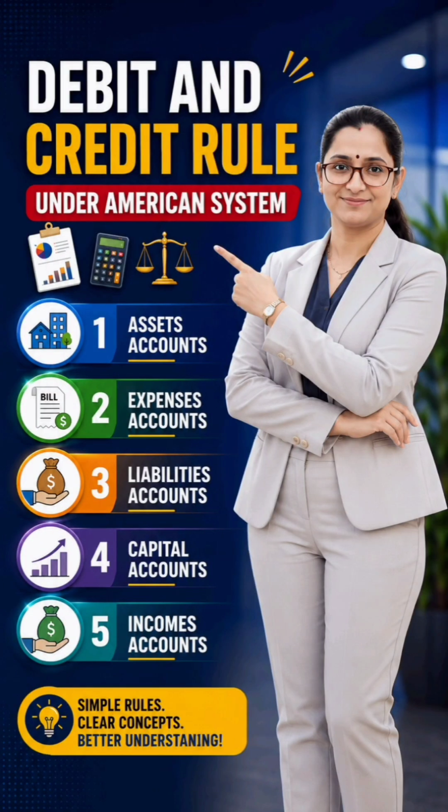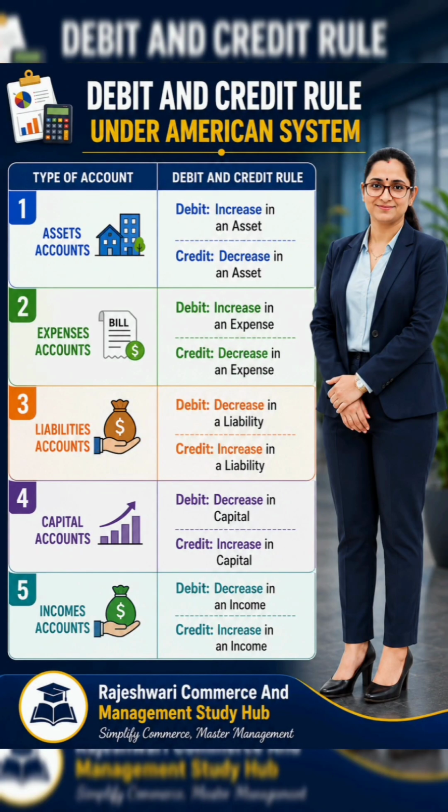I am Rajeshwari here. We have understood the English system of recording debit and credit. Today we are going to discuss the American system of recording debit and credit rules. Let us understand. The entire business is controlled by five elements. The five elements are asset, expenses, liability, capital and income.